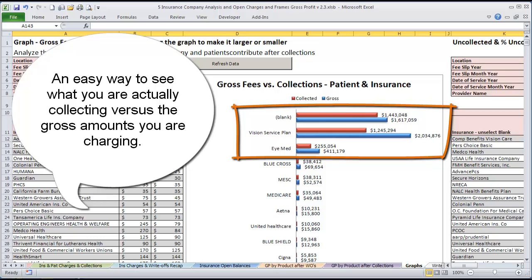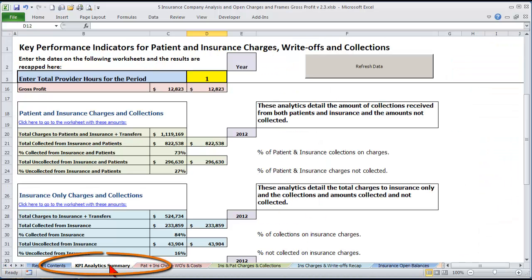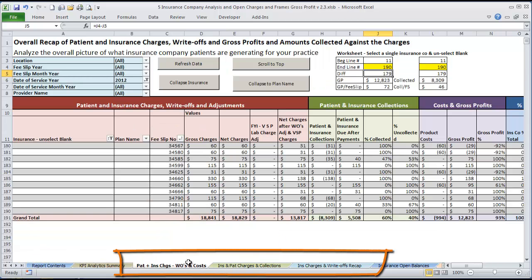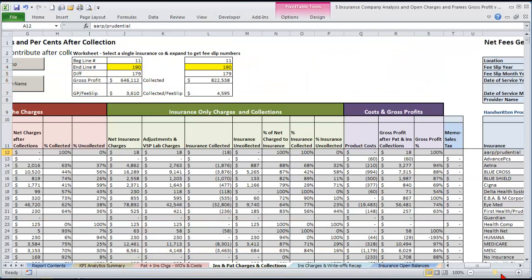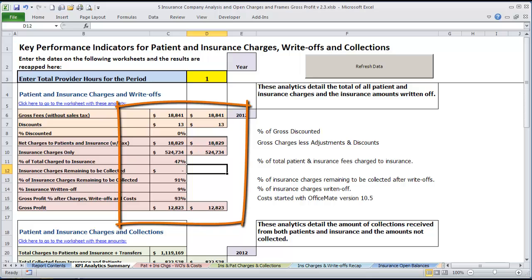To get some insurance company analysis by provider hours, the amounts reflected are coming from the Patient Insurance Charges tab. Click the KPI Analytics Summary tab. Enter the provider hours for the period you want to see. Click the subsequent worksheets and enter the date of service, years or months in years that are equal to the provider hours you entered. The analytics will be computed.